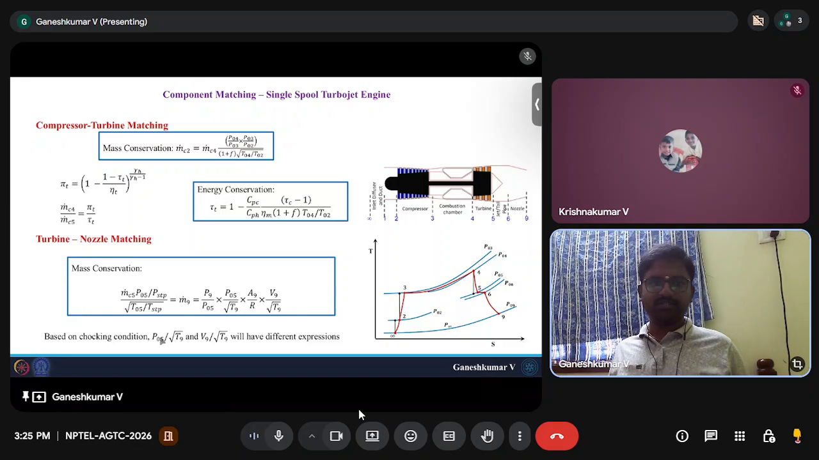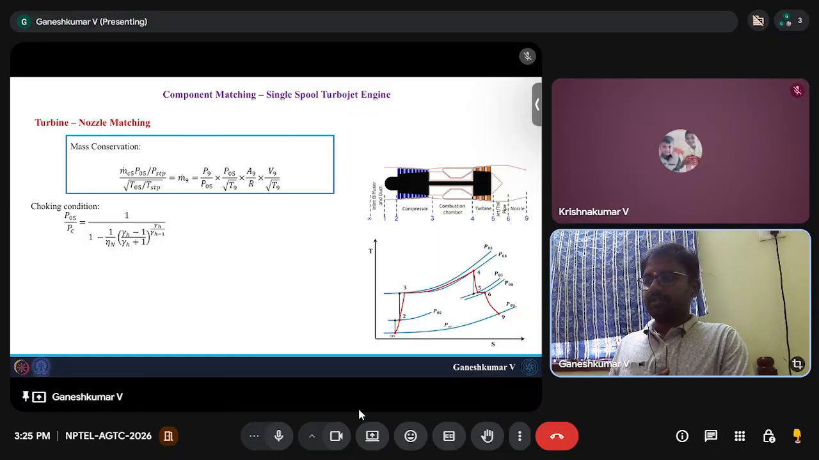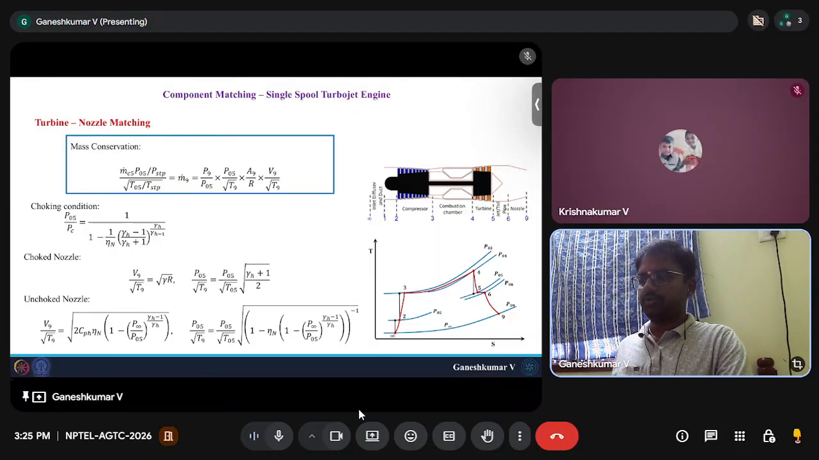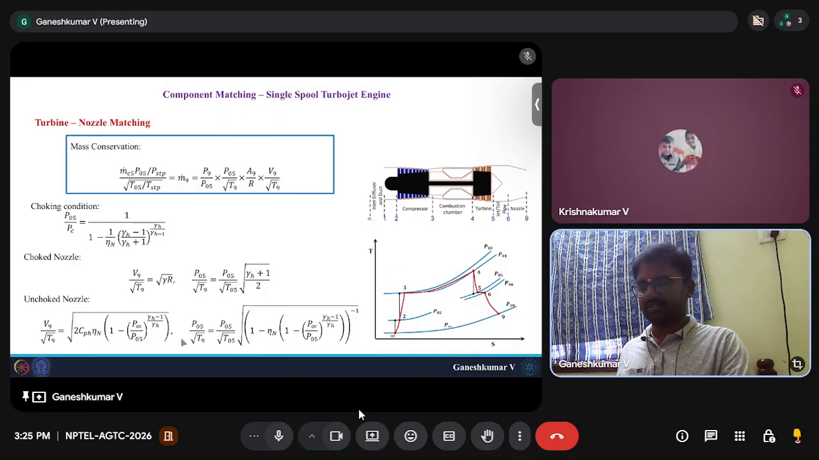If it is choked, the P05 by P9 relation is going to be based on that. You can update these relations. Anyway, we will solve one problem. Based on the choking condition, for a choked nozzle this is your expression, and for an unchoked nozzle this is your expression. This is what I said last.